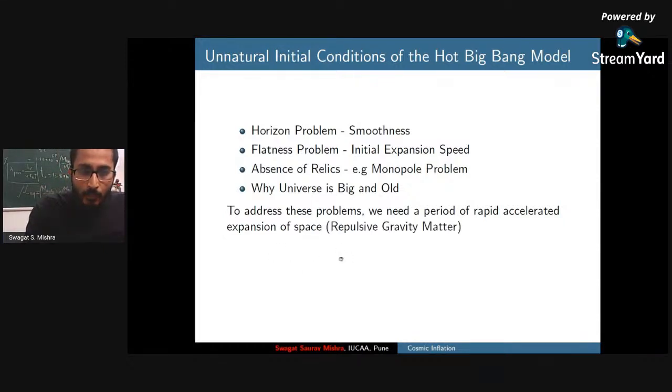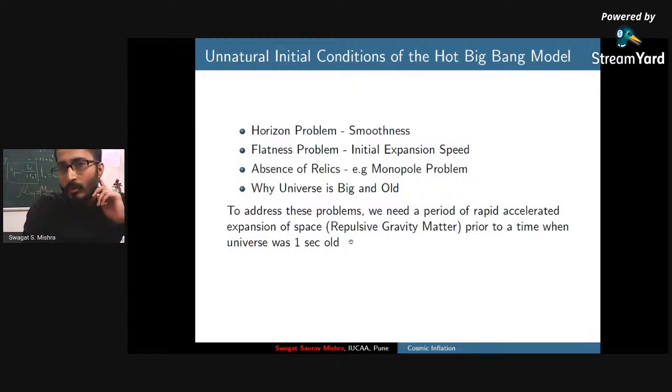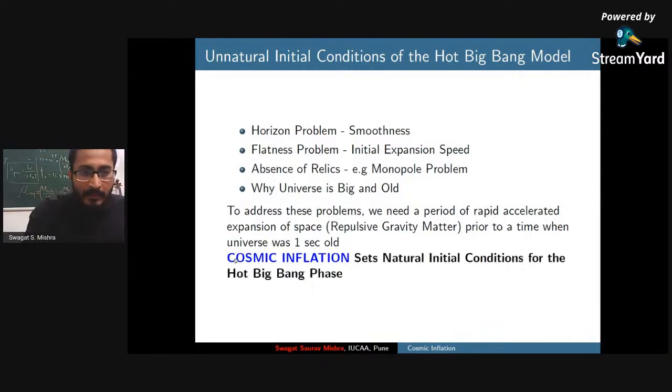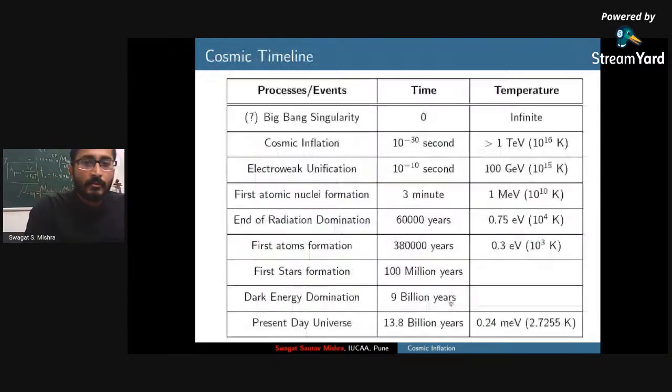So since the universe has to accelerate, we need some kind of repulsive gravity, all right? And it has to accelerate prior to when it was 1 second old. Why? Because we know how our universe has been expanding from 1 second up to today, which is 13.8 billion years. Okay. So before that time, something should have happened which made these funny initial conditions for Big Bang. We are going to call that phase, that rapid, short, accelerated expansion, cosmic inflation, sort of like inflating something. Okay, great. This will set the initial conditions to be natural.